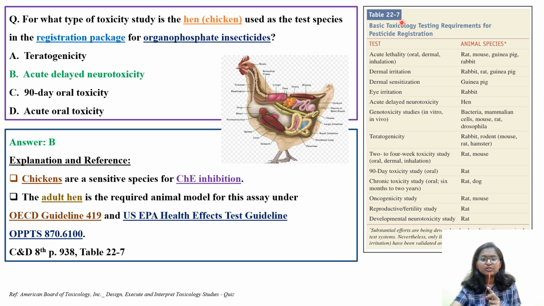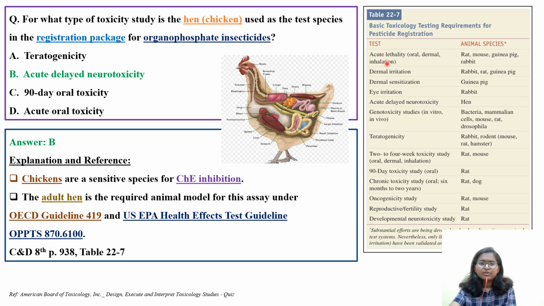I have included table 22.7. We'll read in detail what the contents of this particular table are, so that not only with respect to this question, but other species as well as tests we will also be learning from this table. This table consists of basic toxicology testing requirements for pesticide registration. You have to understand pesticides include herbicides, weedicides, and they also include insecticides. Though our question relates exclusively to insecticides, this table, the tests as well as the animal species, belong to all classes of pesticides.